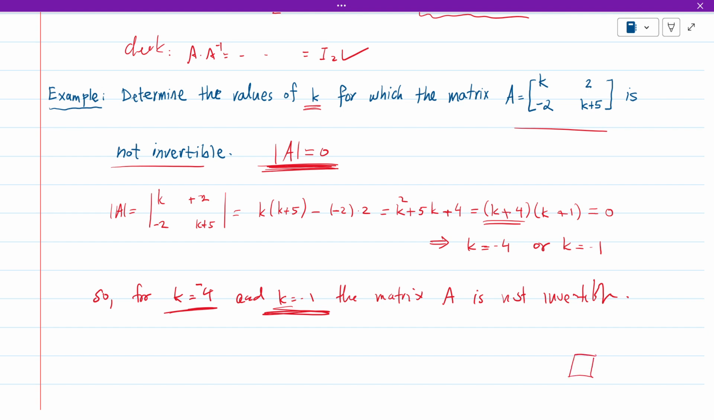So that's it about the inverse of 2 by 2 matrices. We will stop here. You can do the same steps to find the inverse of other 2 by 2 matrices. In the next lecture, we are going to learn how to find the inverse of 3 by 3 matrices.